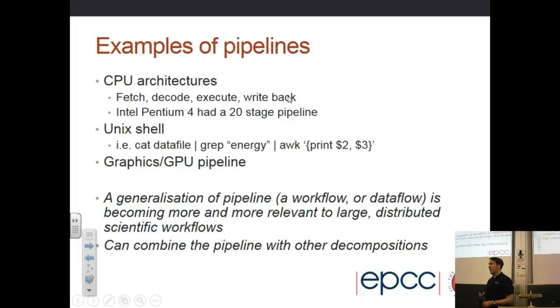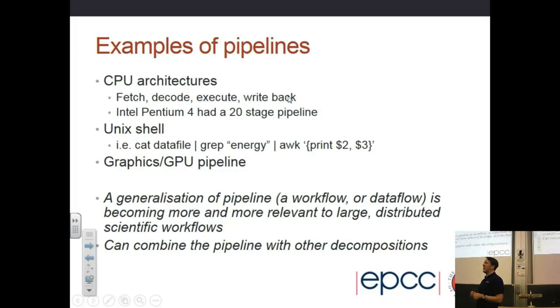So I said that they're implemented in hardware. For CPU architectures, there is a very heavily packed pipeline. Modern processors can have tens of stages. You can pipe things together at the Unix shell level if you want to. GPU pipelines are very efficient now, because graphics is quite a nicely constrained operation. So modern graphics processors get their power from pipelining and massive parallelization.